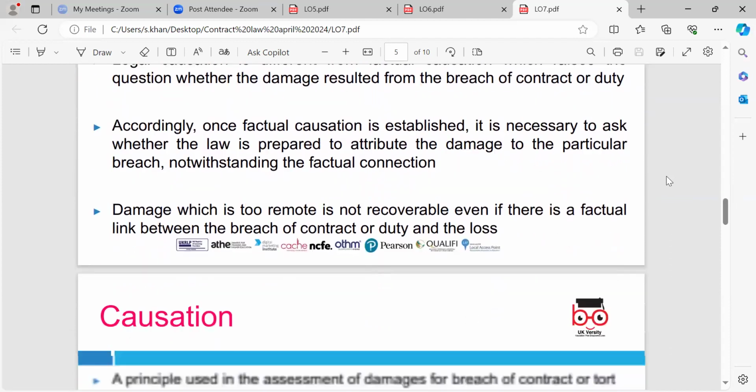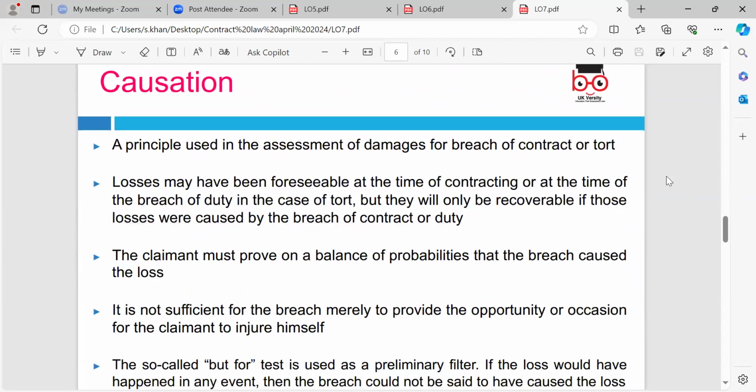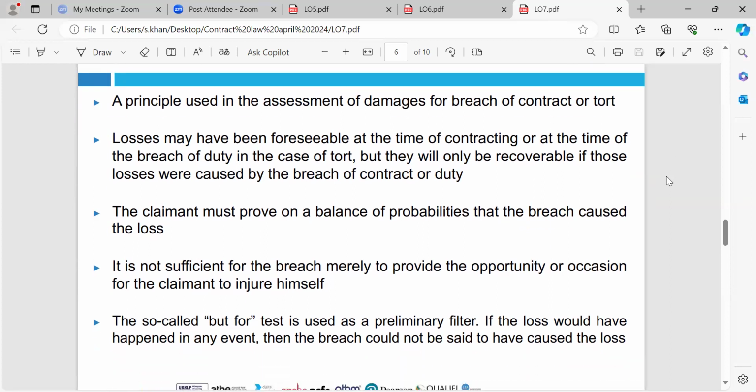The next one we're going to look at is causation. So causation is a principle used in the assessment of damages for breach of contract or tort. Losses may have been foreseeable at the time of contracting, or at the time of the breach of duty in the case of tort, but they will only be recoverable if those losses were caused by the breach of contract or duty. The claimant must prove on a balance of probabilities that the breach caused the loss. It is not sufficient for the breach merely to provide the opportunity or occasion for the claimant to injure himself.